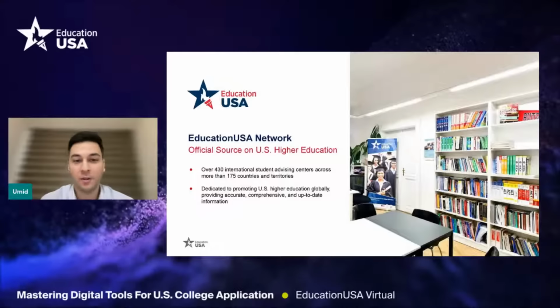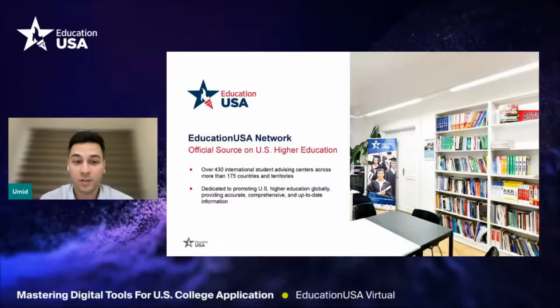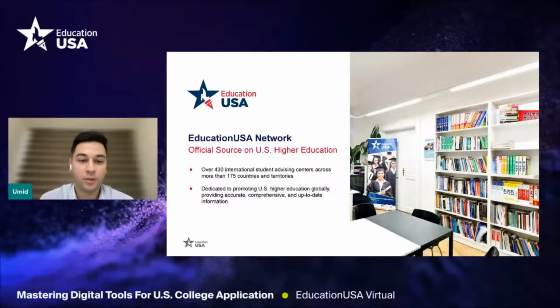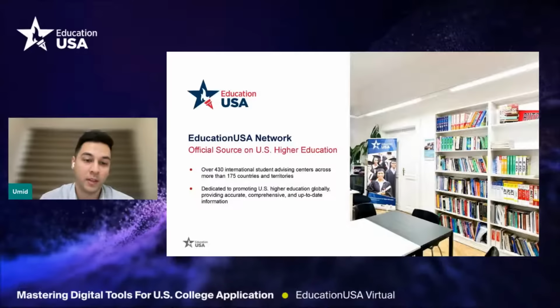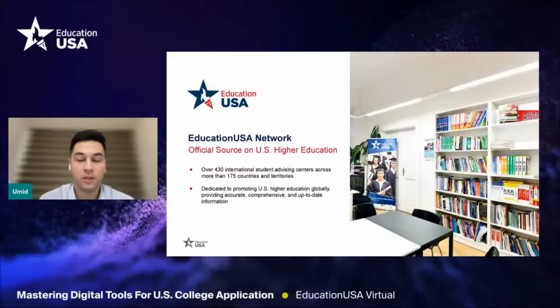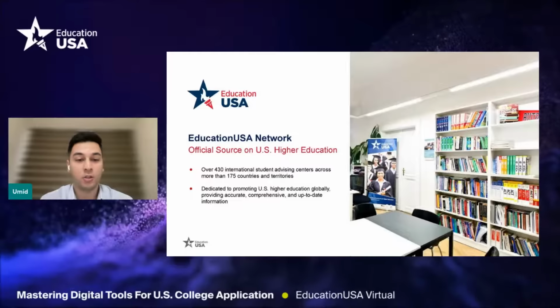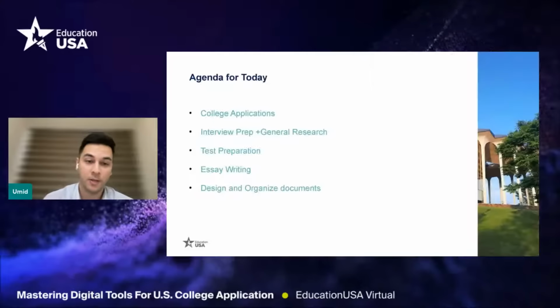And let me tell you again about Education USA. It is a network of official sources on US higher education. There are over 430 international student advising centers across more than 175 countries and territories, and it is dedicated to promoting US higher education globally, providing accurate, comprehensive, and up-to-date information.